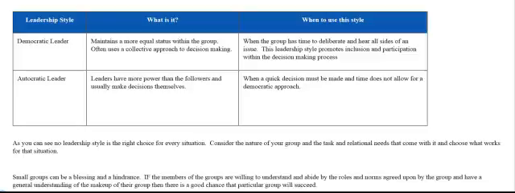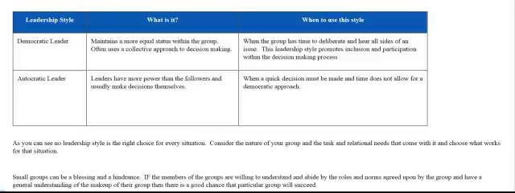So with the democratic and autocratic, there are times to use them. And if you're thinking this question in your head, wait, can you be both democratic and autocratic? Absolutely. I have been both a democratic leader and an autocratic leader in the same group. It just depended on the circumstance. So really you can be both. Most of the time you're one or the other, but you can be both. So as you can see, no leadership style is the right choice for every situation. Consider the nature of your group and the task, and really also the relational needs that come with it, and choose what works for that situation.